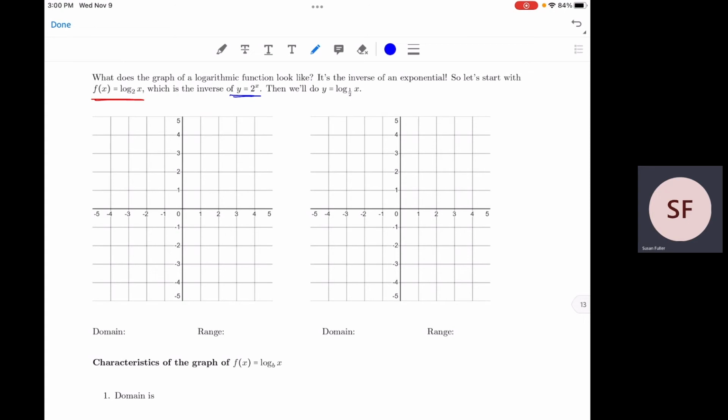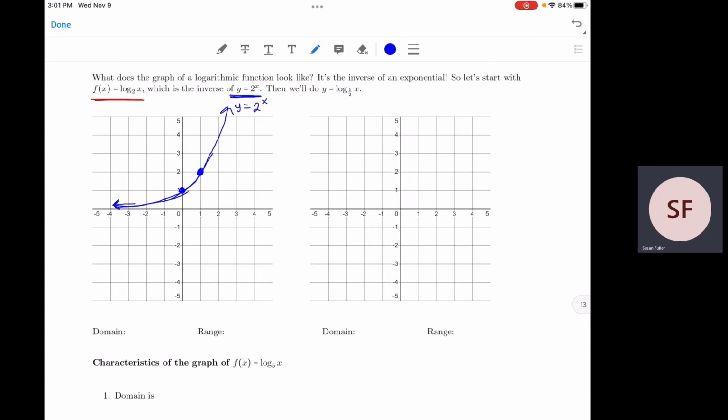If x equals 0, then 2 to the x is 2 to the 0 power, which is 1. And if x equals 1, then y equals 2 to the x is 2 to the first power, which is 2. So I've got the points (0, 1) and (1, 2) on this graph of y equals 2 to the x. This is an inverse function. Our base is greater than 1, so this is going to be an increasing exponential growth function. So this is what y equals 2 to the x looks like.